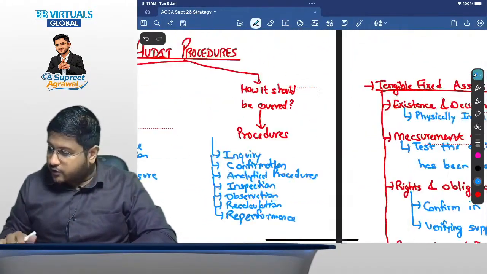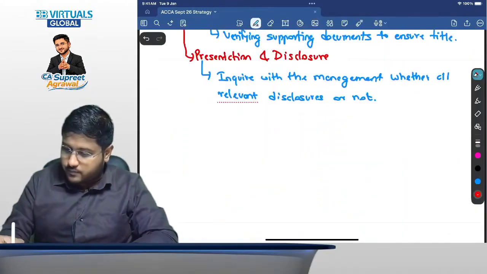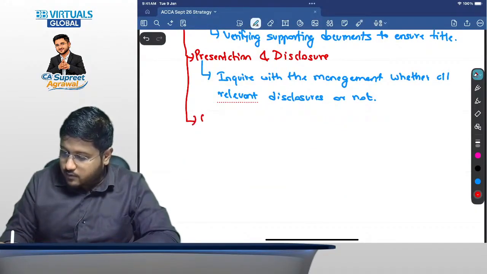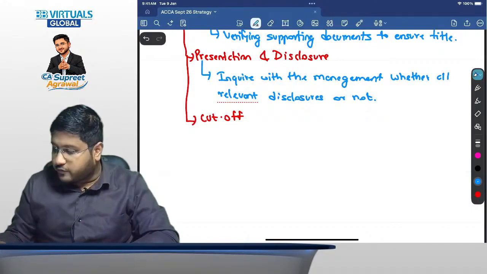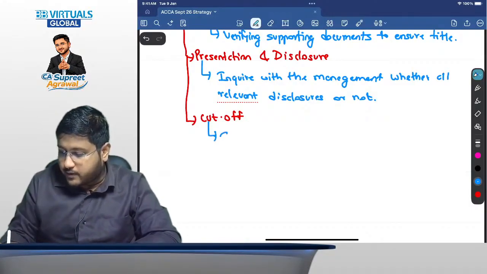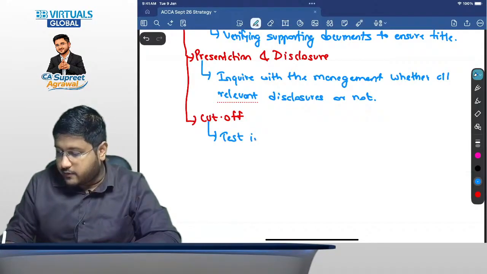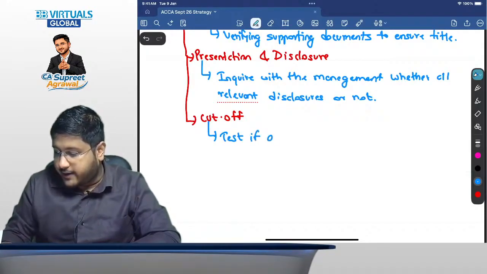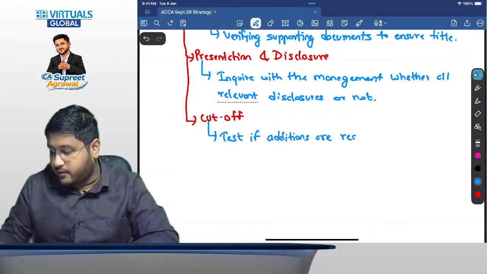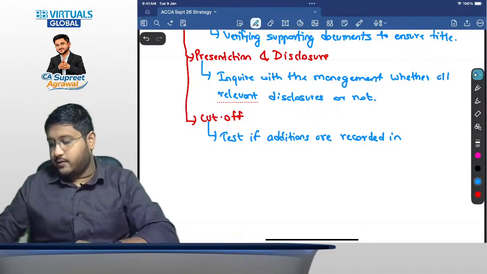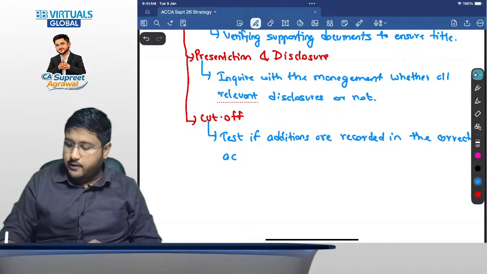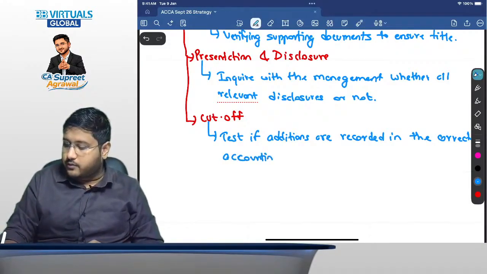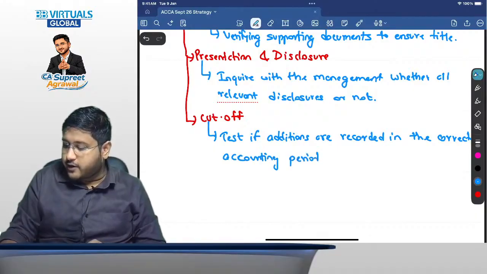Okay, then cutoff, as in test if additions are recorded in the correct accounting period or not, right? I'm just writing very basic answers as of now, without any reference to any case study or any particular data.